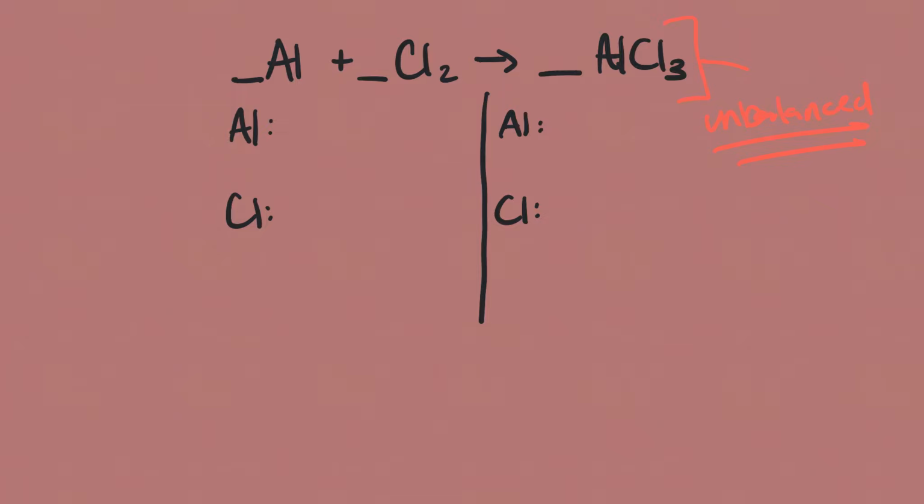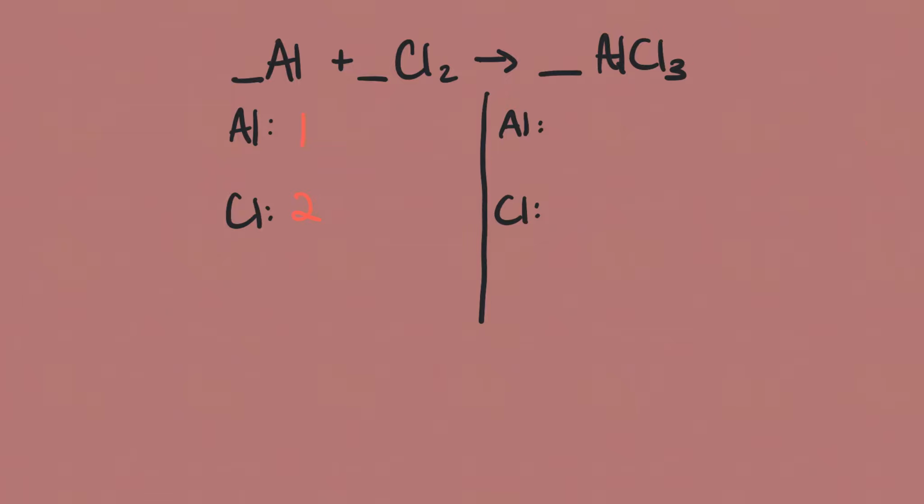Now initially what I'm going to do is count how many of each of these atoms I have on both sides. Here for aluminum on the reactant side, I have one aluminum. And for chlorine on the reactant side, I have two chlorines. I'll do the same thing on the product side. So let me just erase this here.